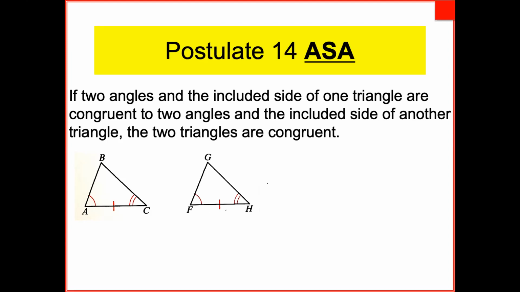All right, so this is your ASA. Remember, it's the two angles and the included side. It doesn't have to be the bottom one, by the way. It could have been the top vertex, the right vertex, and the included side. So two angles and the included side of one triangle are congruent to two angles and the included side of a second triangle, and the two triangles are congruent. ASA.